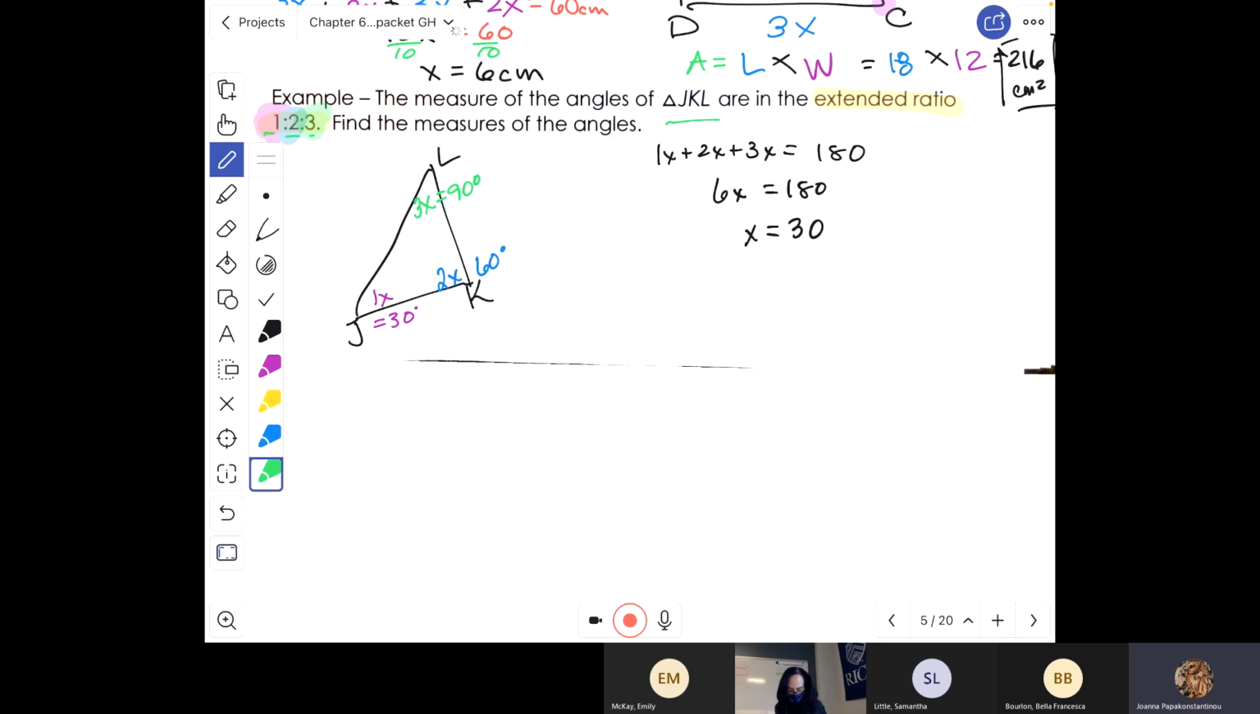Jackson. I did something similar, but I think they did it a bit differently. What did you do? I just added 1 to make it get 6. I divided 180 by 6. That's exactly what we did here algebraically. Okay, never mind. Right?